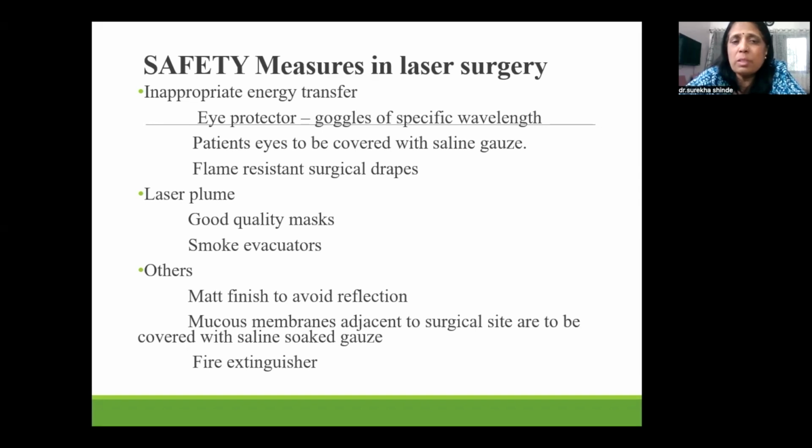And you have to use surgical instruments, especially matte finish, to avoid reflection and the laser going haywire on normal anatomy. Mucous membrane should be covered with saline-soaked sponge to avoid drying and being prone to ignition. And a fire extinguisher in the operation theatre is a must. I think all modern anesthesia OTs have a fire extinguisher inbuilt.